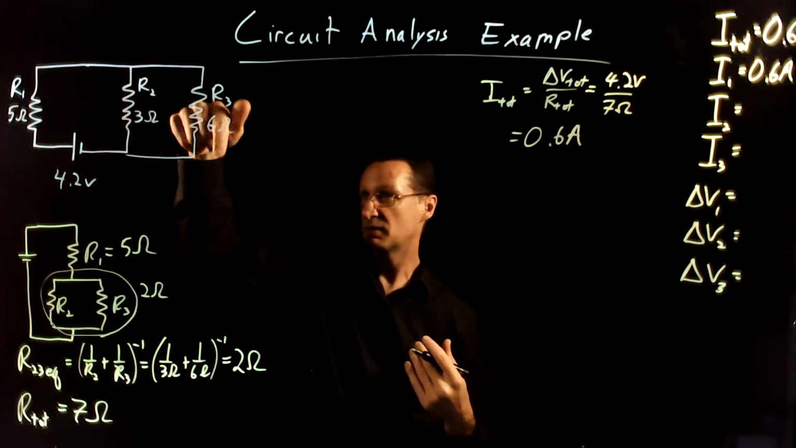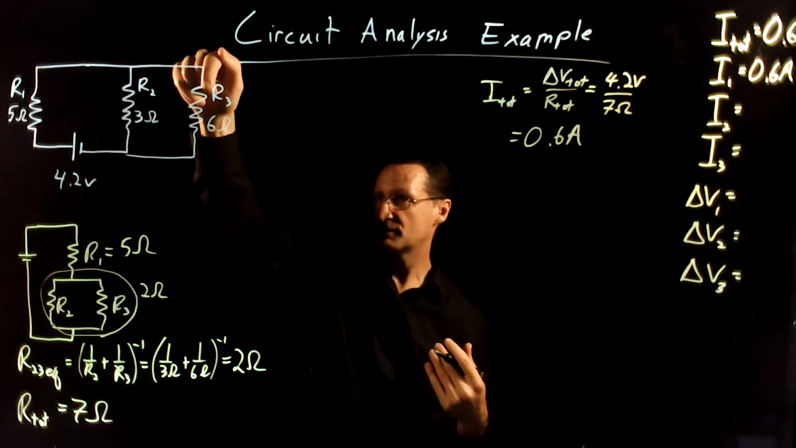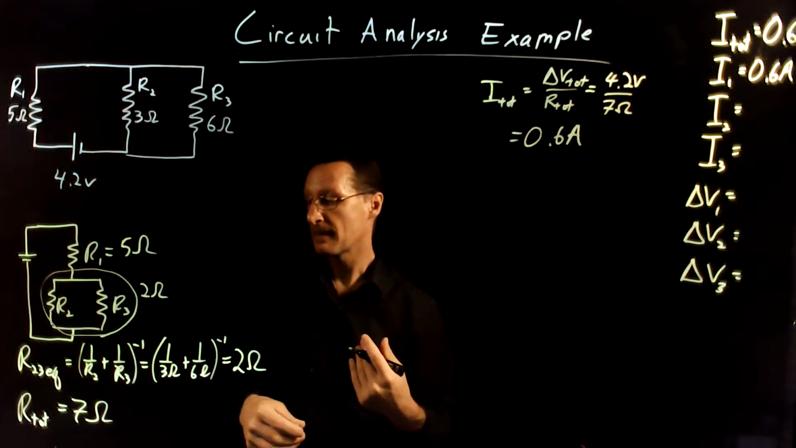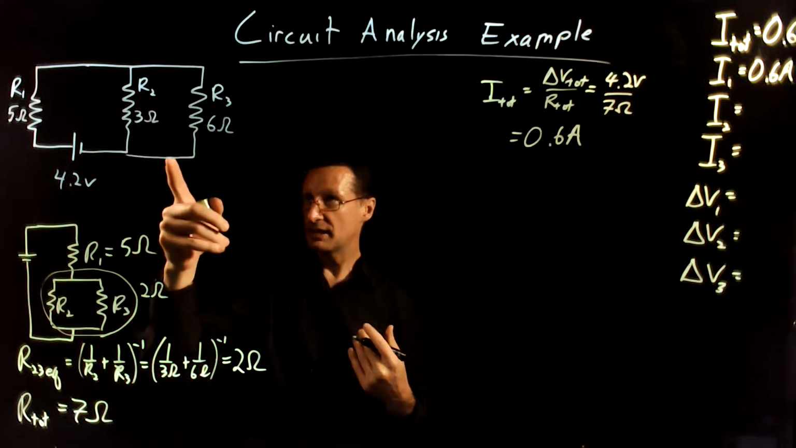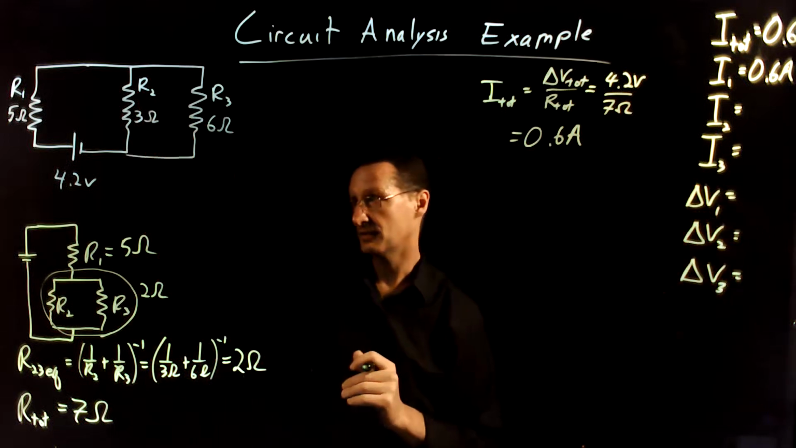And then it comes out and then it can split. So some of that 0.6 comes through R2 and some of it comes through R3. Now, to get how much comes through R2 and R3, let's put that off and let's go to some of these voltage drops here.